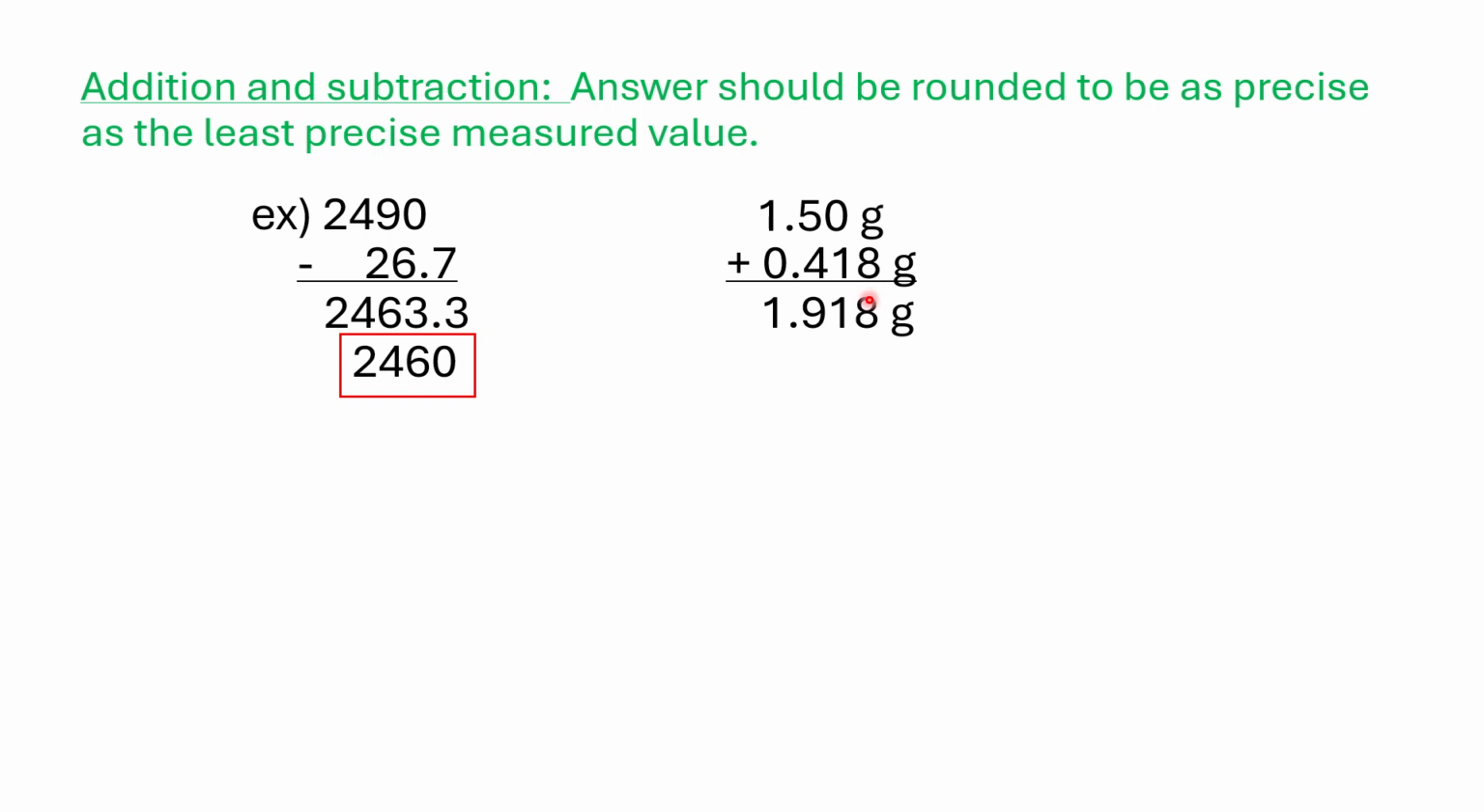Okay, this one goes to the nearest thousandth. So which is less precise, hundredth or thousandth? Right? So the hundredth is less precise. So we need to round this number to the nearest hundredth. So what is 1.918 to the nearest hundredth? So hopefully you said 1.92, because the 1 that's in the hundredths place has an 8 next door.